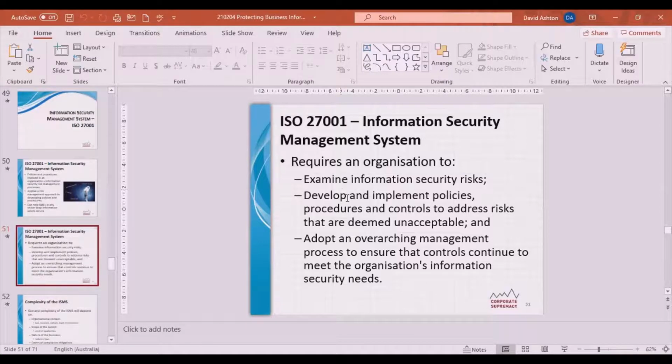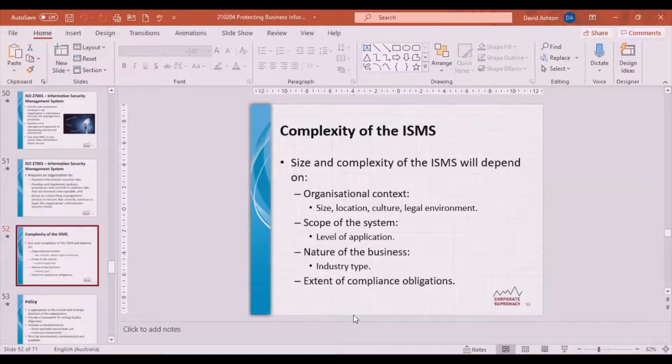In setting up these sort of policies and procedures, examine your security risks, develop your policies and procedures, and adopt an overarching management process to ensure that controls can continue to meet the organisation's needs. So as we talked about, identify risks, develop policies and procedures to mitigate those risks, and ensure that there's ongoing monitoring and review of the implementation of those policies and procedures. The complexity of this system will depend on size, location, culture, legal environment, so your organisation context. The scope of the system will depend on the level of application, which areas of the organisation it's going to be implemented through, and the nature of the business, what sort of industry you're in.